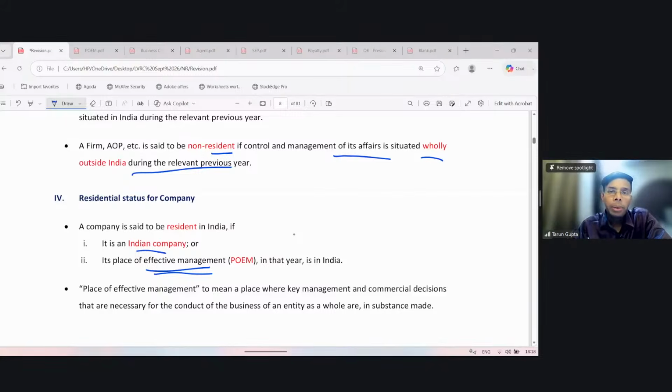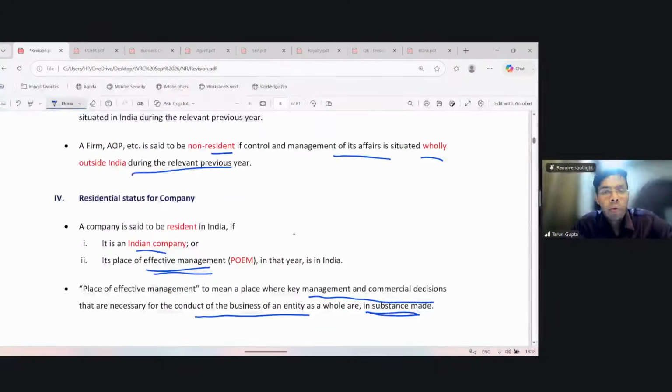However, if it's not an Indian company, meaning a foreign company, then such company shall be deemed to be resident in India only if its POEM is situated in India. Now, what is POEM? Place of effective management. The place of effective management means a place where key management and commercial decisions that are necessary for the conduct of business of an entity as a whole are in substance made. Right?